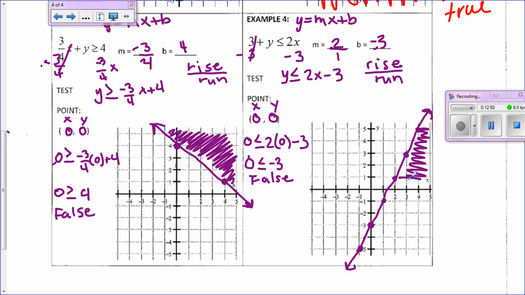So I'm going to go ahead and shade that. Everything that I'm shading right now, all of these points are included in our solution.